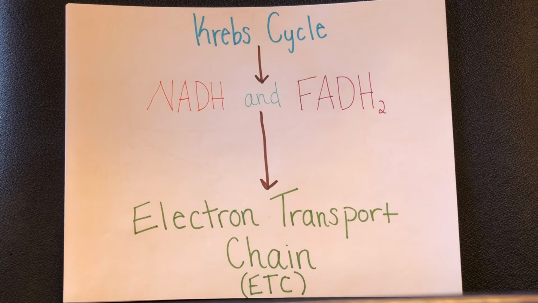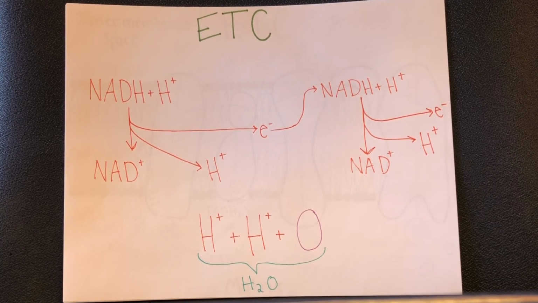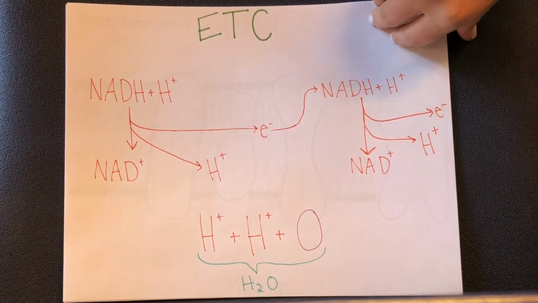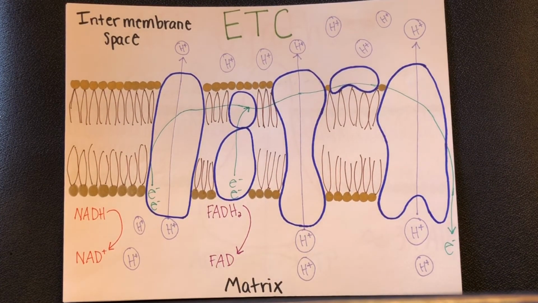The NADH and FADH2 molecules from the Krebs cycle then move to the electron transport chain. This occurs on the cristae of the mitochondria, where the proteins that facilitate the electron transport chain are found. First, the NADH plus H+ molecule is oxidized into NAD+. The electron lost is then taken up by another electron carrier. The H+ ion is pumped from the matrix to the inner membrane space. This happens over and over until the electron is picked up by oxygen and converted into water.